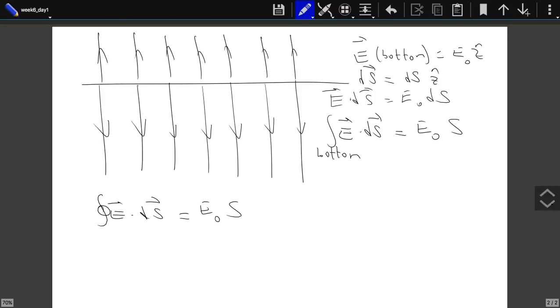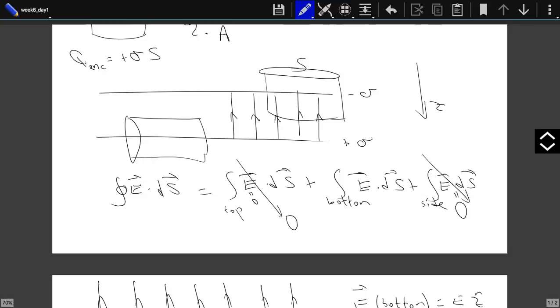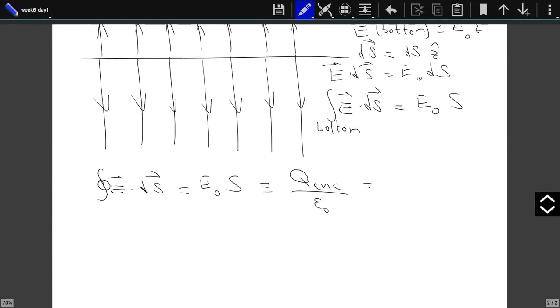Now we are using the Gauss law, which states that this has to be equal to the enclosed charge divided by epsilon 0. Now let's look at here. What is the charge enclosed in the cylinder? S times minus sigma. S times minus sigma over epsilon 0. So which tells me that E0 is equal to minus sigma over epsilon 0.